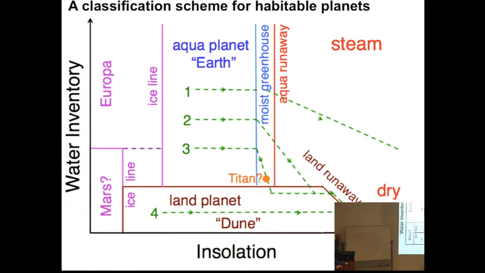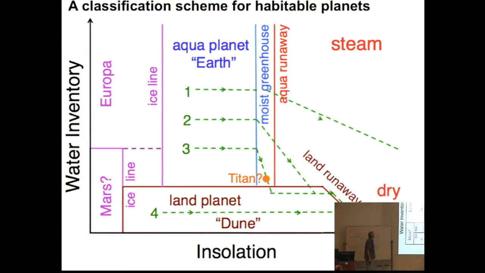So we classify planets. Might as well try to classify them, right? So I have two axes here. We're going to classify insolation as the x-axis, and then the water inventory will be your y-axis. And we can have different kinds of planets. So an aqua planet, Earth, is in this region here. The numbers are going to be different stories we're going to tell for different kinds of planets.